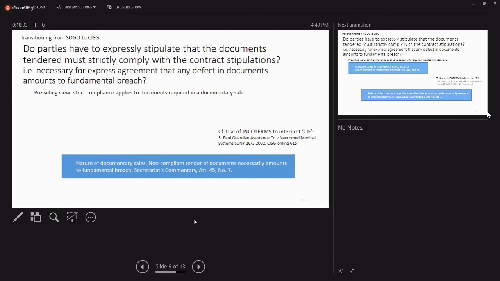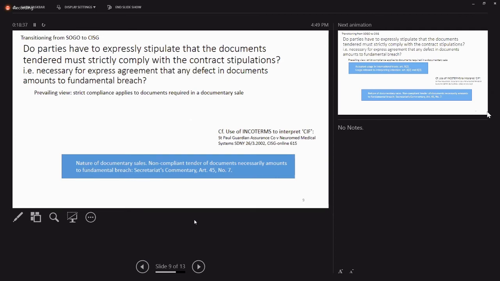Now, the question which documentary lawyers have to deal with when Hong Kong moves from a SOGO-based regime to a CISG-based regime is this: do the parties have to expressly stipulate that the documents tendered must strictly comply with the contractual stipulations? In other words, is it necessary for an express agreement that any defect in the documents amount to fundamental breach? This is a very fundamental operating axiom in the Hong Kong system right now.